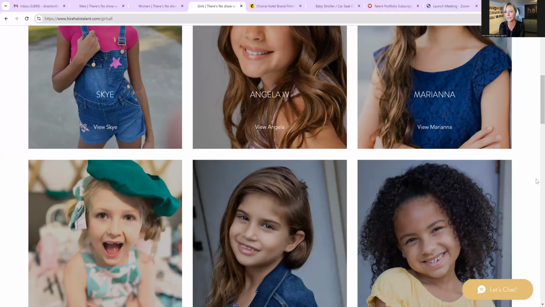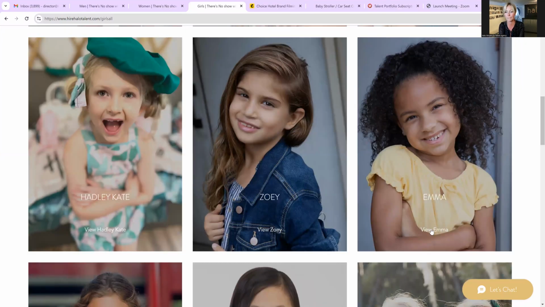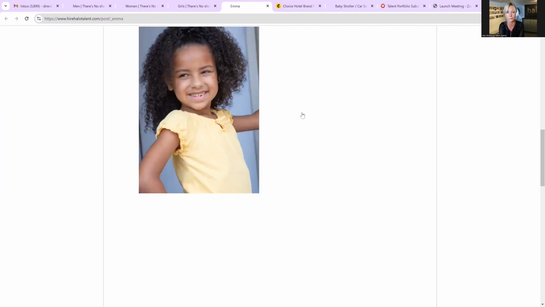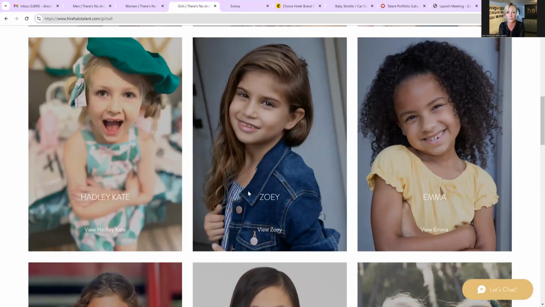They will say, all right, we like these 3 girls, we want to direct book. Who did I say? Emma, and who else? Hadley Kate. Okay. So let's just say that they call me and they say, Stephanie, we want to book Emma, but we want to book her directly. So they checked availability and they booked her directly. Got it? All right.